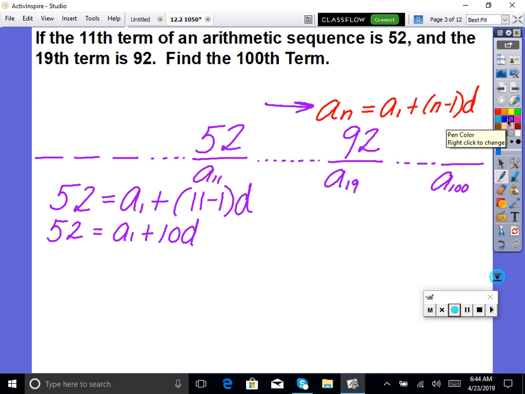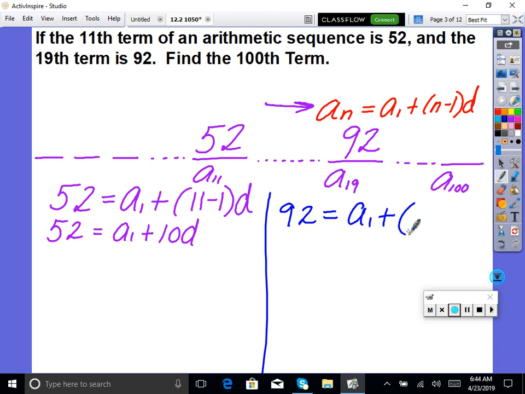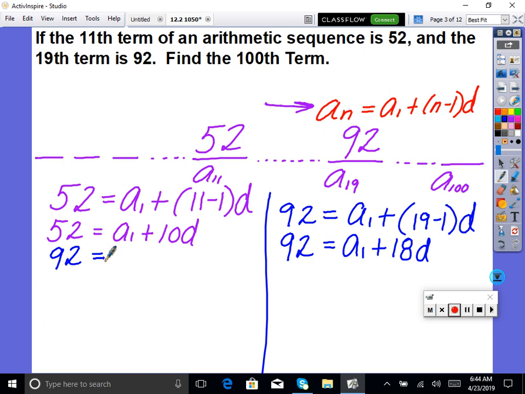Let's set up another true statement here. Another true statement would be 92 is equal to, we don't know a sub 1, plus we do know n is 19. 19 minus 1, and then once again, times d. So now look at my true statement. 92 is equal to a sub 1 plus 18d. So let's put that in right under this. So now we have 92 is equal to a sub 1 plus 18d.